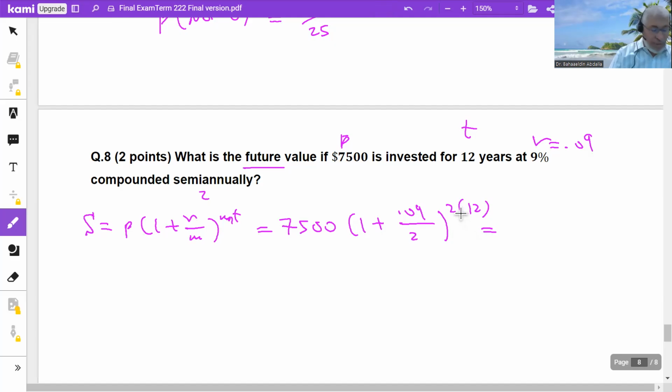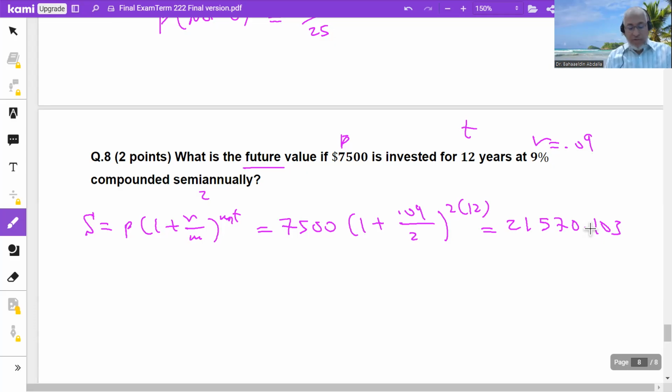If you use the calculator and calculate this, you will find that the answer is 21,570.103. Okay, I can check that 7.5 again, because hopefully I minimize the number of mistakes.